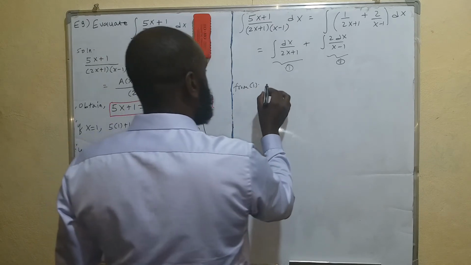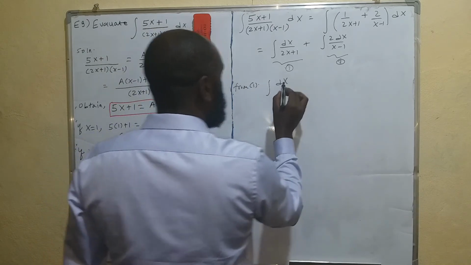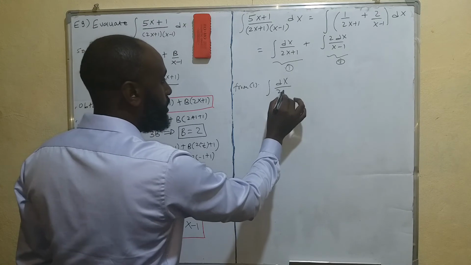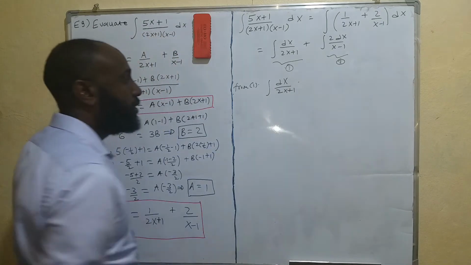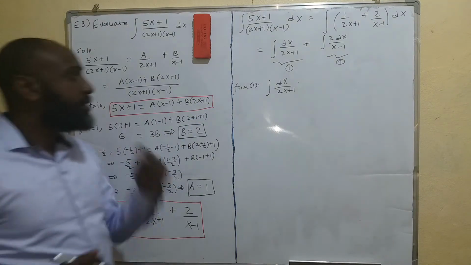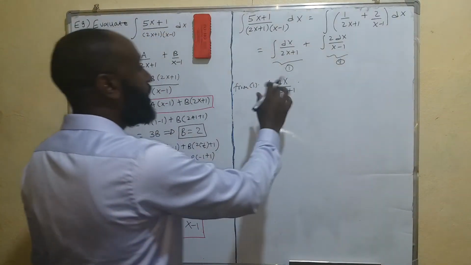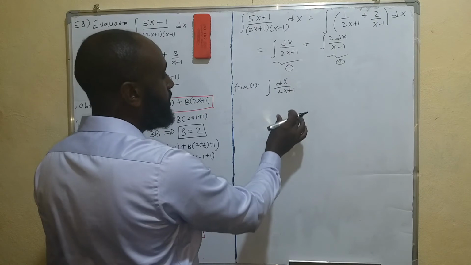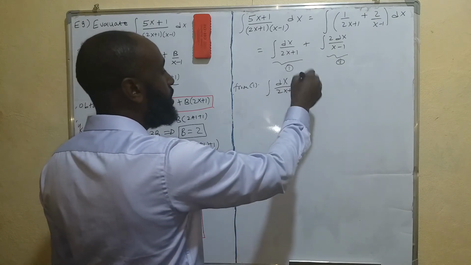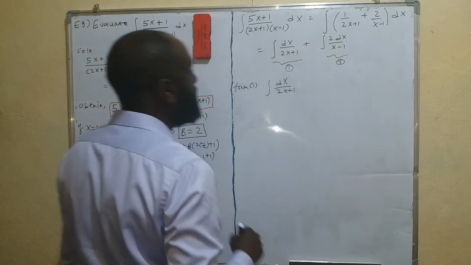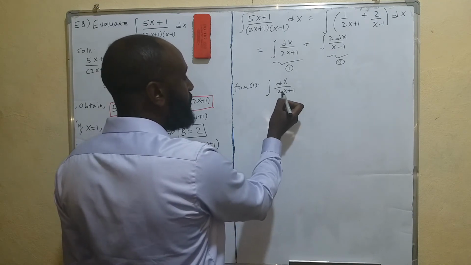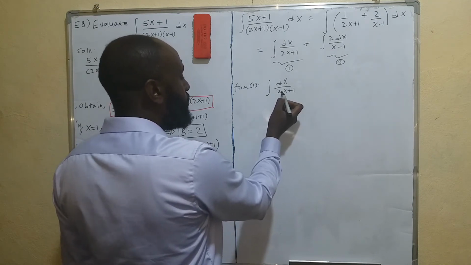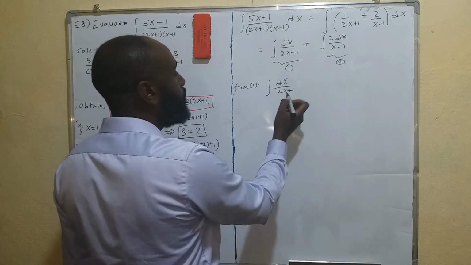From 1, consider the integral dx over 2x plus 1. The common mistake that most students make here is the following. They simply say this is equal to ln absolute value of 2x plus 1. The problem comes with the 2. The coefficient of x is different from 1. As long as the coefficient is different from 1, we cannot say it like that.